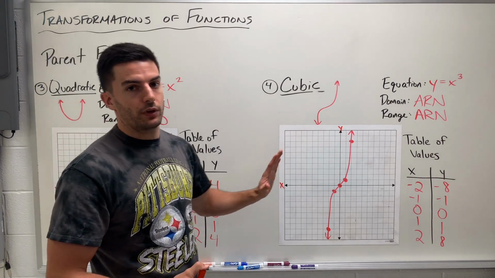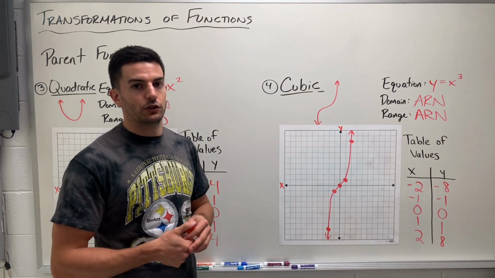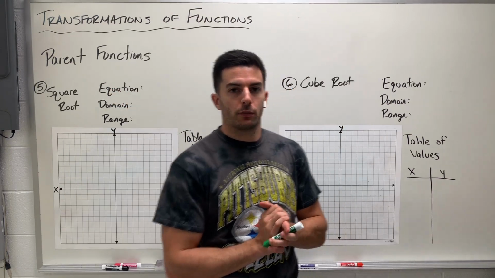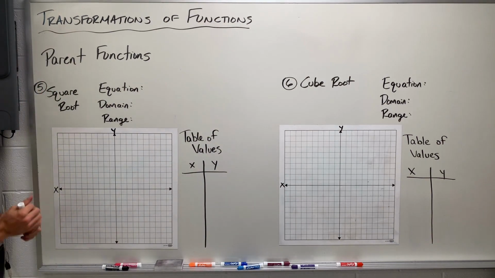So we got 4 out of 6 done, so I just got 2 more. Let me erase, and we will introduce you to those as well. Thanks for staying with me so far. We got numbers 5 and 6 here, square root and cube root. So let's jump into these.